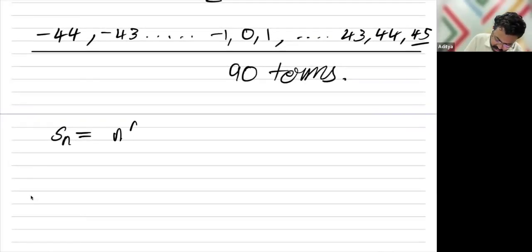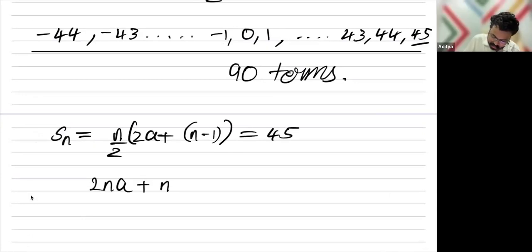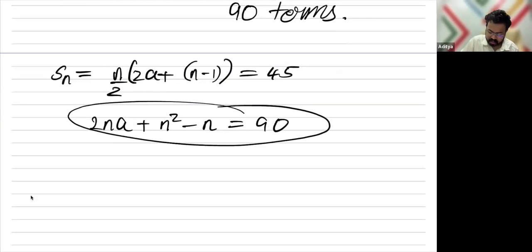Sn you can write as n by 2 into 2a plus n minus 1 times d, and d is 1. So you have 2a plus n minus 1. So won't it be n upon 2? N upon 2, yeah. So from here you get 2na plus n square minus n equal to 90. And then you have to use some idea to find the largest value of n. To do that, I don't know how readily you will be able to do this.